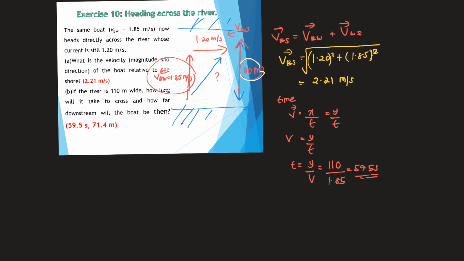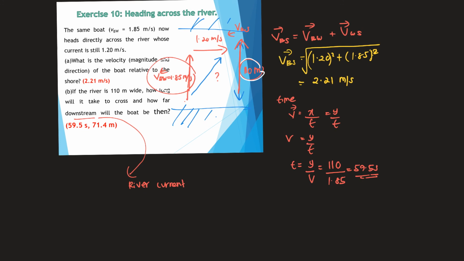And then, how far downstream? When the question states downstream, it represents the river current. When the question states downstream, it represents the river current. So now the question asks you to find how far downstream.